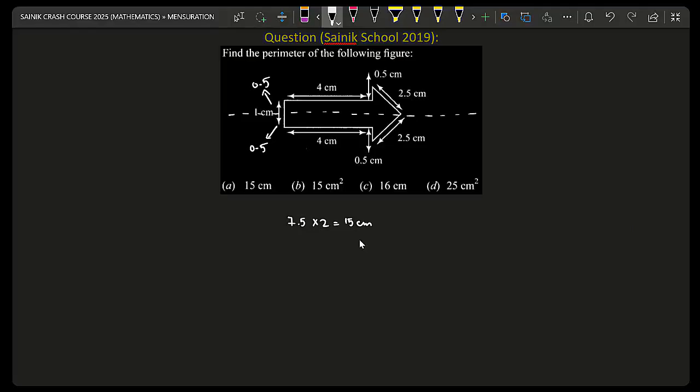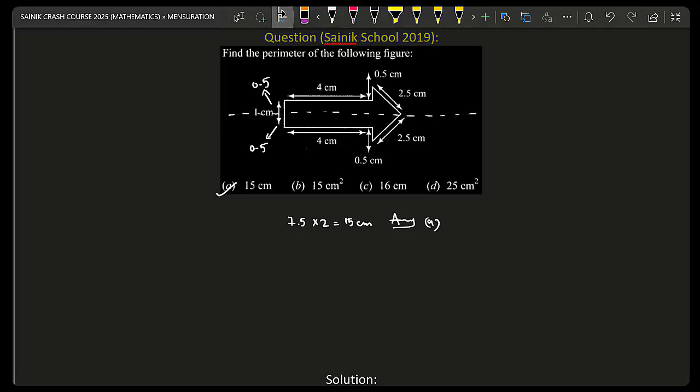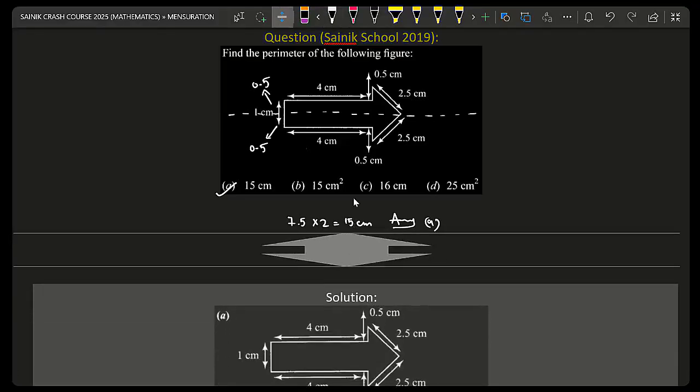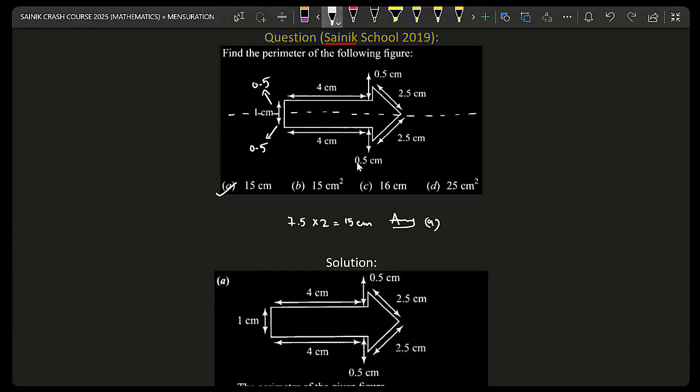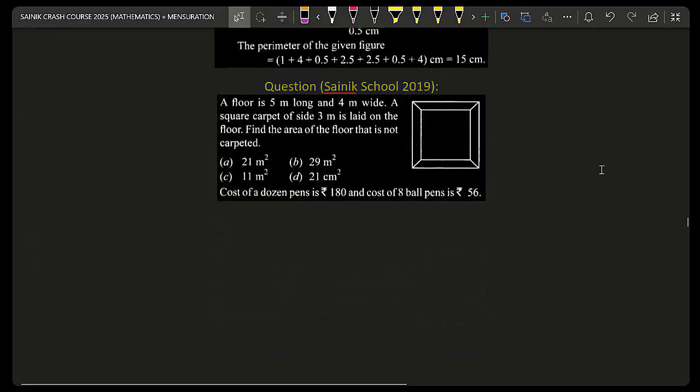Centimeter, because it is which quantity, perimeter or area? Sir, perimeter. So it is answer A. Amshuman, you can mute. So we got the same answer, that is 15 centimeters. And next, 2019 paper.